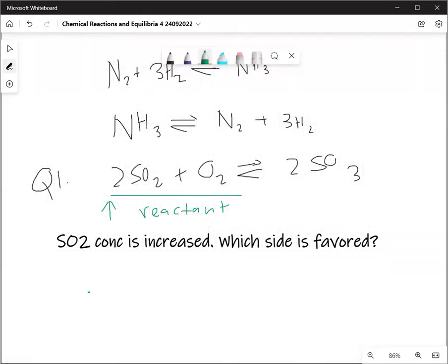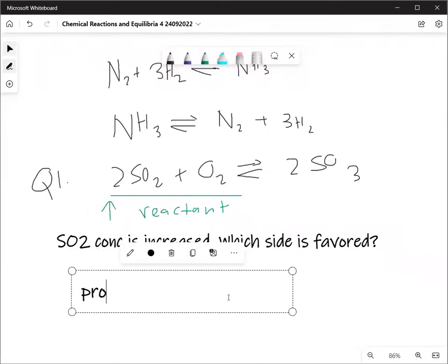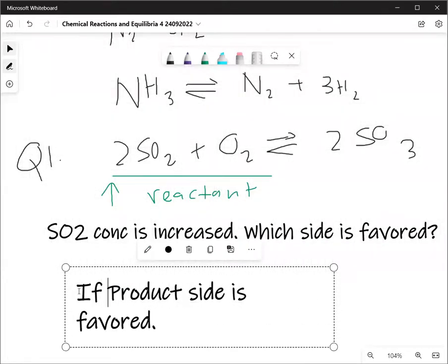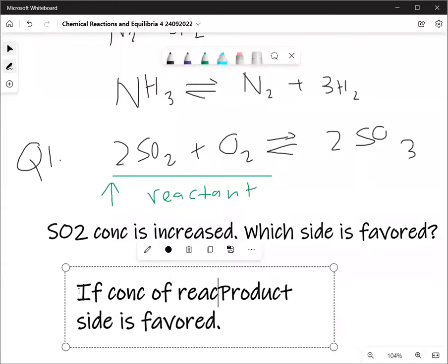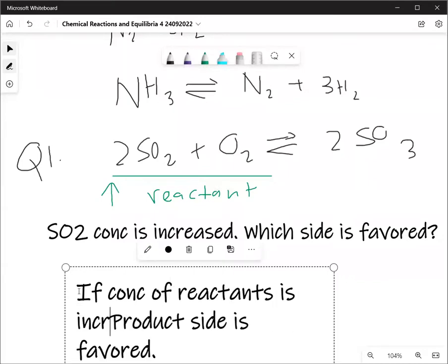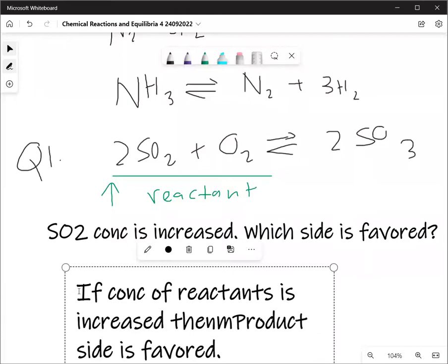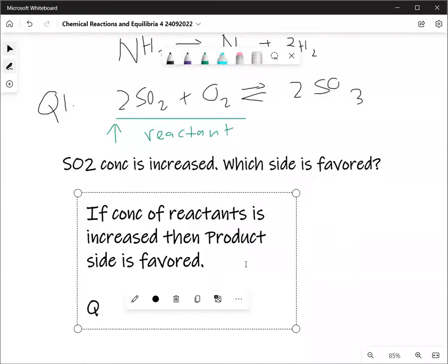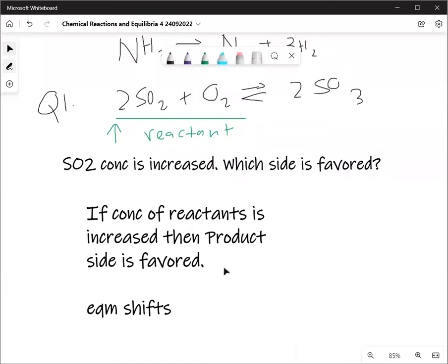Product is favored. So the answer will be, according to Le Chatelier's principle, the product side is favored. If the concentration of the reactant is increased, then the product side is favored according to Le Chatelier's principle. Equilibrium shifts. Which side will the equilibrium shift? Forward or backward?